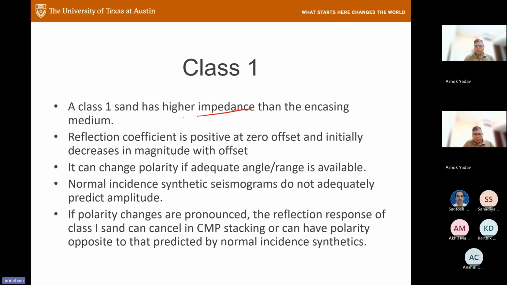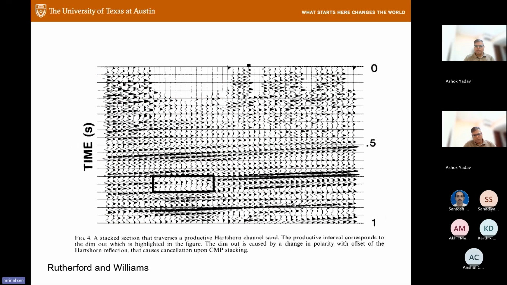So in class 1 sand, they have higher impedance than the encasing medium. So here the reflection coefficient is positive at zero offset, and it decreases in magnitude with offset. It can change polarity. And this was theoretical, but is it really observed in the data? And you can actually see that they put it in their paper. You can see a stack section, and this line is over channel sand, and this is the production interval, which is marked by this box.